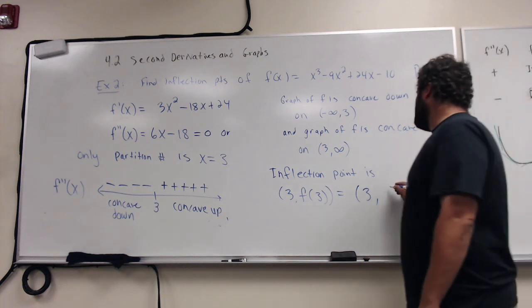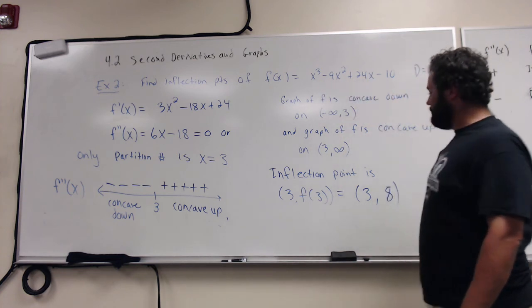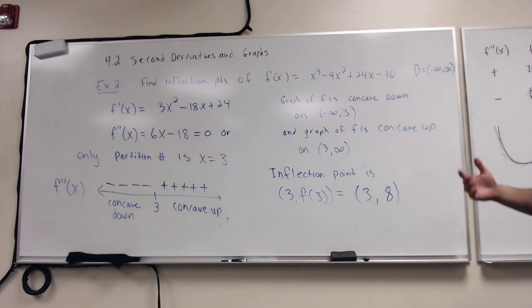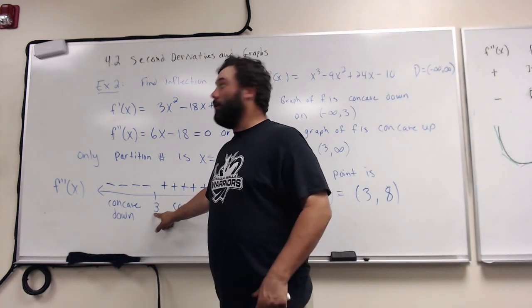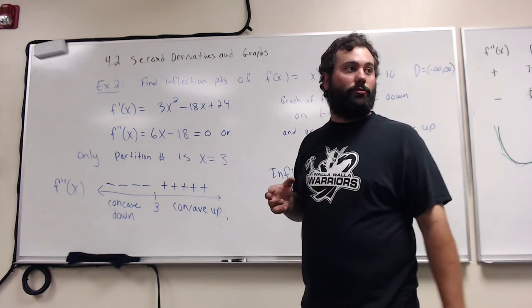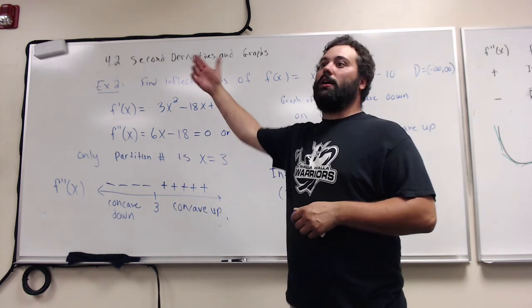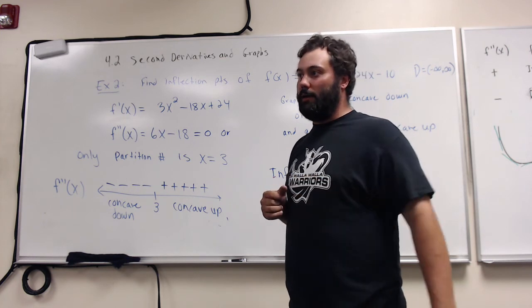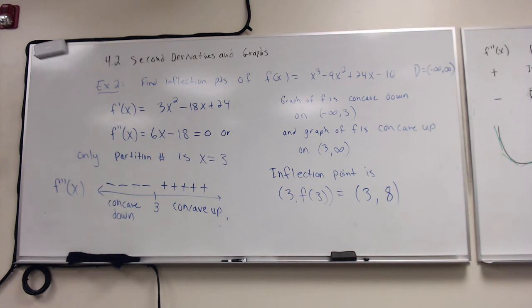Okay. So it does end up being 8 when you do 3 cubed minus 9 times 3 squared plus 24 times 3 minus 10. So remember, once you know where the x-coordinate of the inflection point is, you're always plugging that into the original function to get the y-coordinate of the inflection point. Just like when I know I have a local max or min at a particular value, I plug it into the original function to find the local max or local min. Okay, so at the point 3, 8, that's where you change from concave down to concave up. So only one inflection point for that graph.